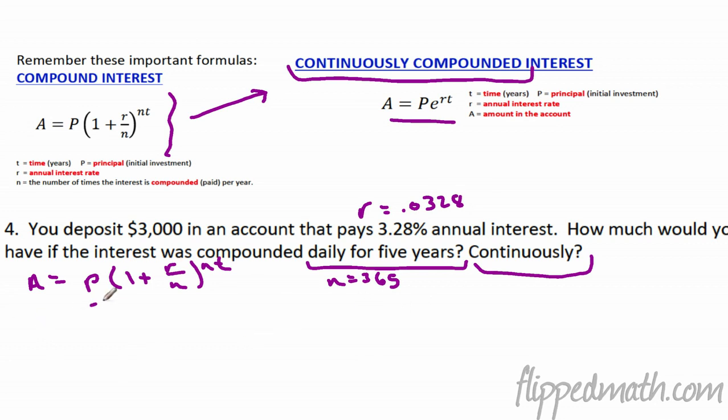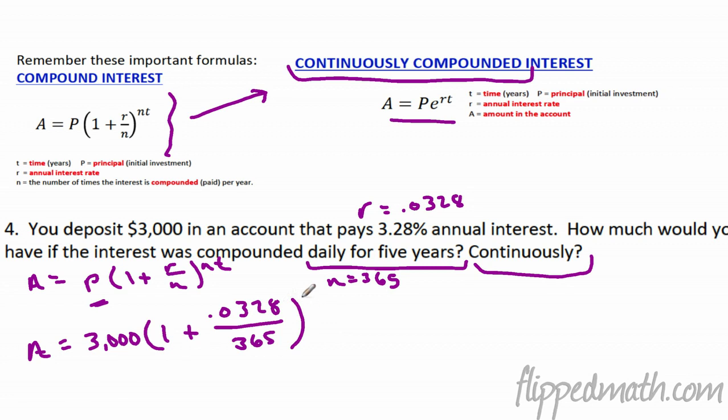So what do we get? Principal, how much you start with? So A equals 3,000 times 1 plus 0.0328 all over 365, and we raise that to the nt, so that'd be 365 times 5 years. When you work all that out, what do we get? I get $3,534.62. All right, so that is the compound interest formula when you have a distinct number of times that you're going to add that interest. In this case, it's compounded daily, which means every single day.